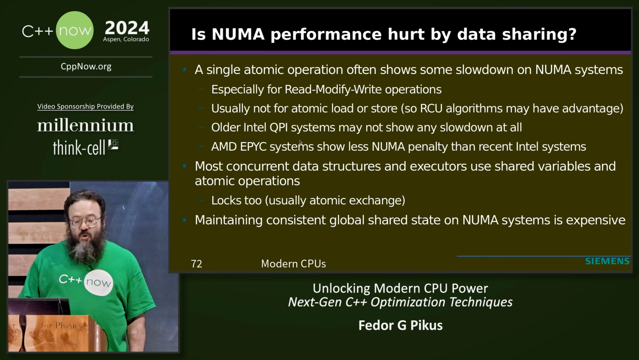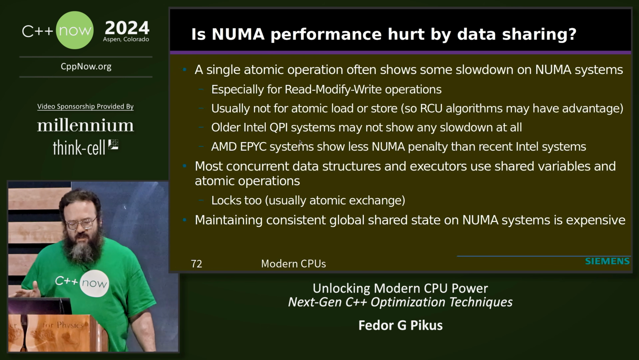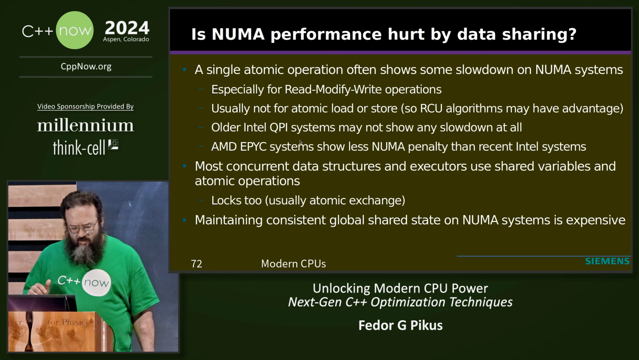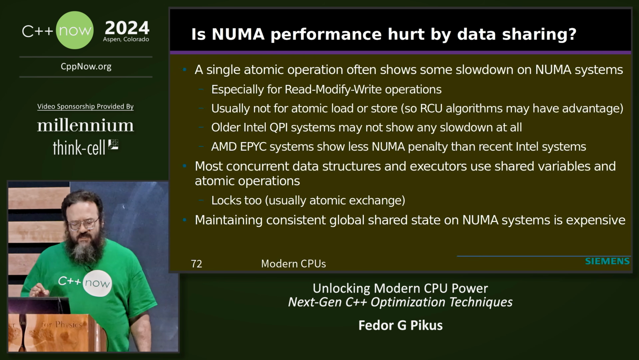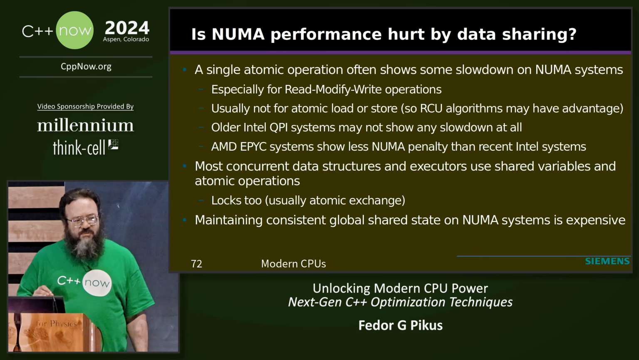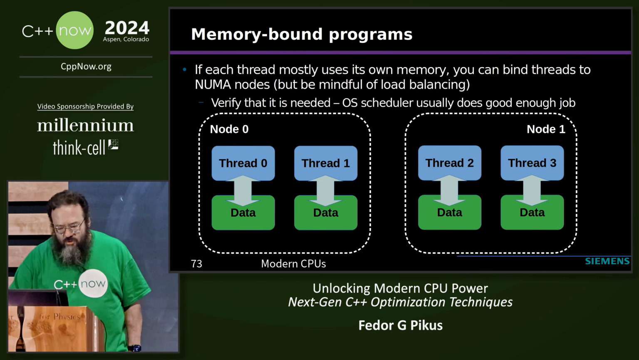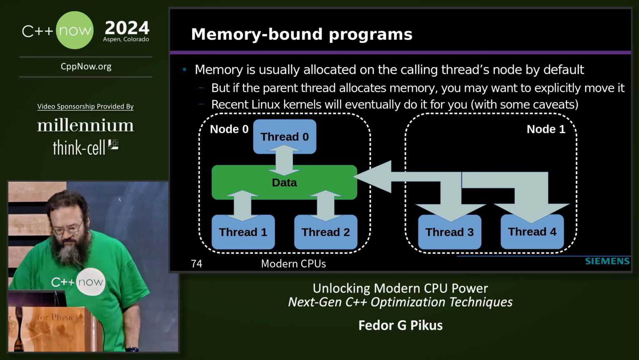Unfortunately, most concurrent data structures have some shared state in them. Logs also have some kind of atomic variable in them. So the bottom line is maintaining consistent global shared state across NUMA systems is really expensive. Okay, so now I'm actually going to show you an optimization technique that I use.